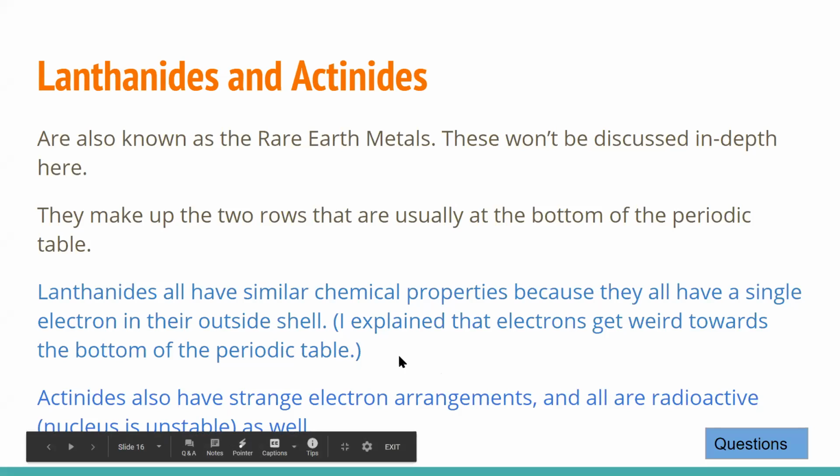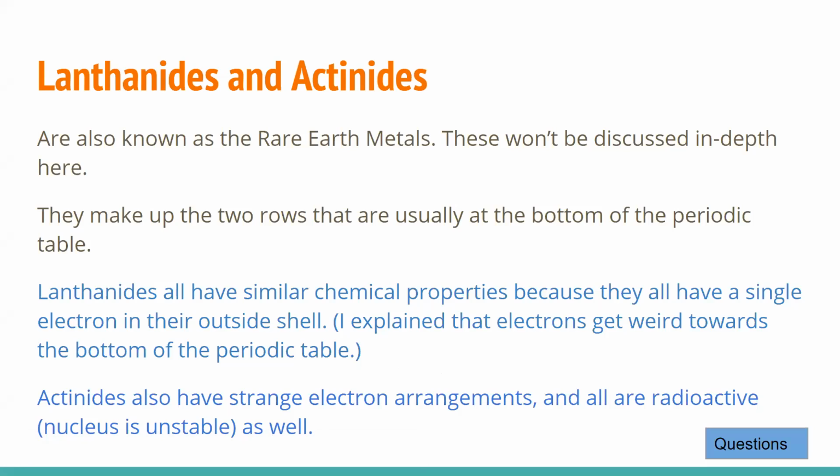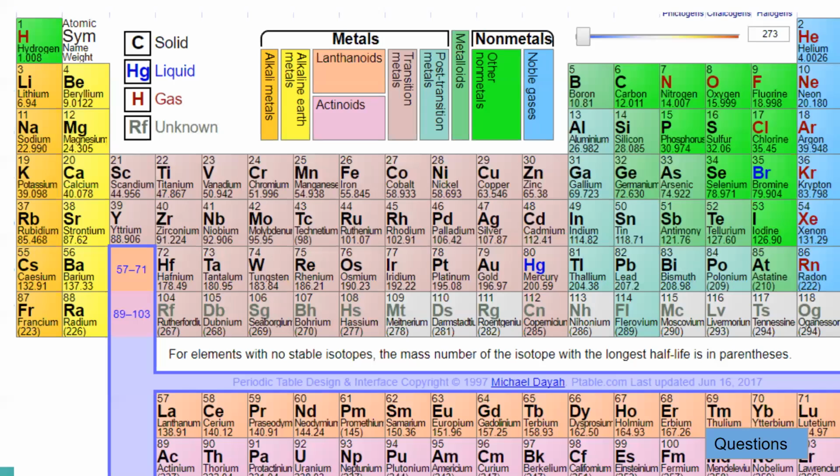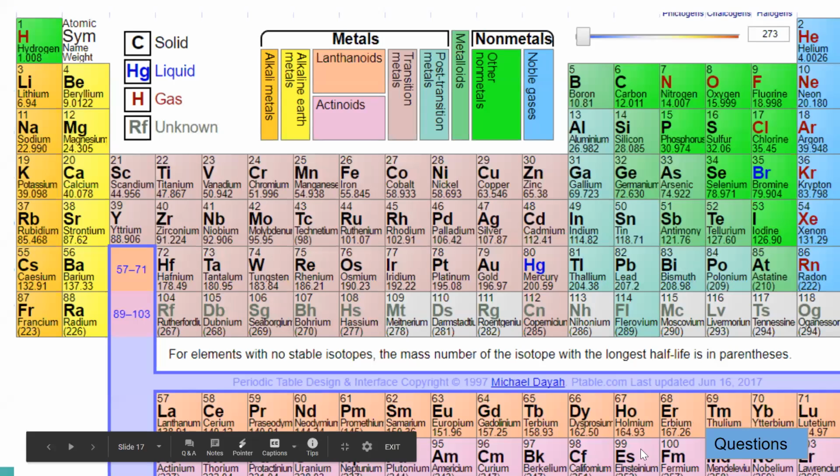Actinides also do the same thing, but they also all happen to be very radioactive. Their nucleuses, their nuclei, don't like to stay together, so they fall apart. This is where you get uranium and plutonium and things like that. Einsteinium, mendelevium. Okay.